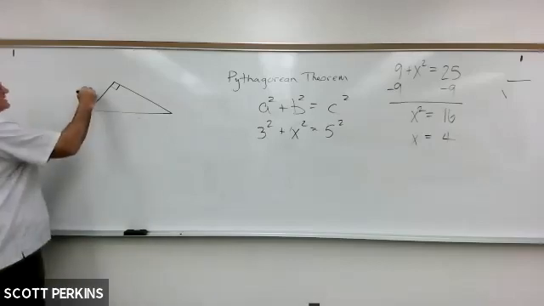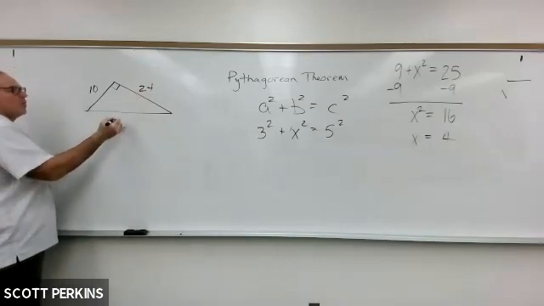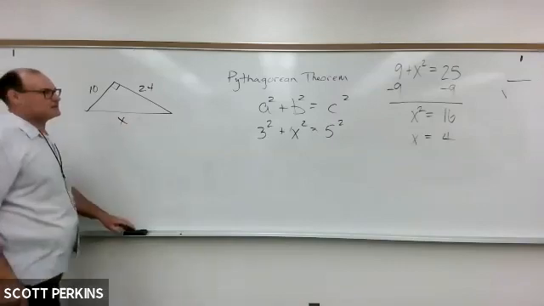And so this is, I've got a side of 10, I've got a side of 24, and I want to know what is the side across from the right angle. What's the hypotenuse here? So I'm going to call it x.